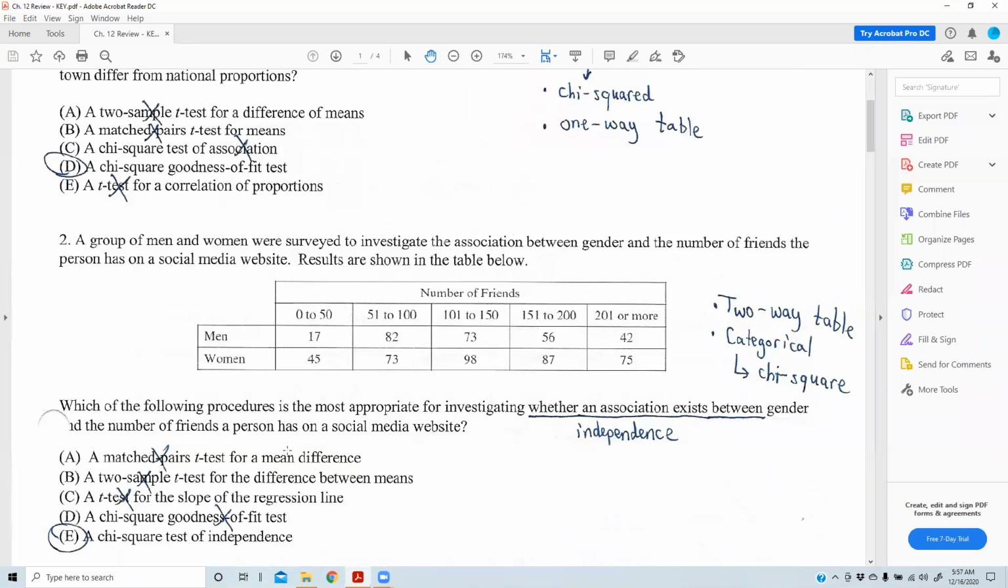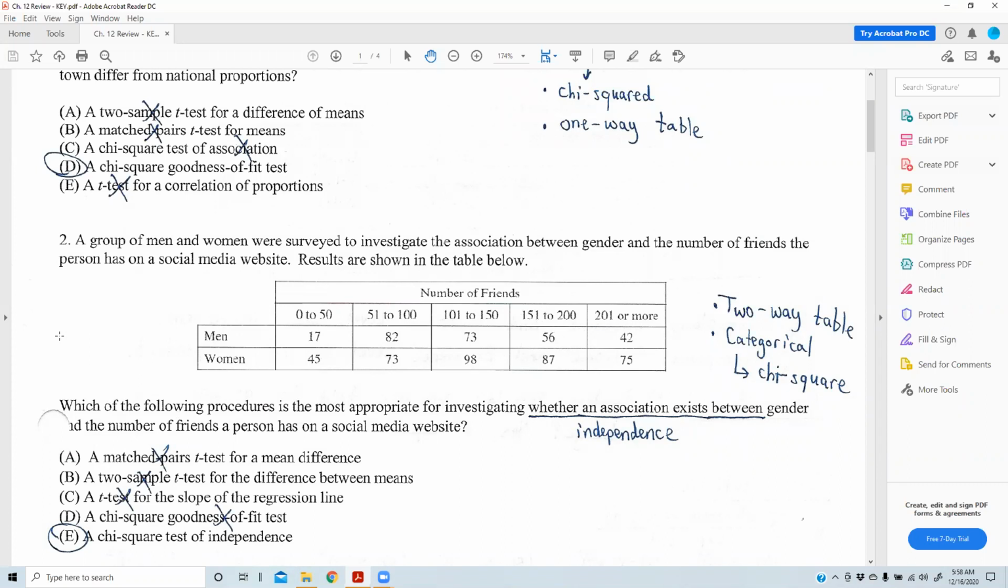Number two, a group of men and women were surveyed to investigate the association between gender and the number of friends the person has on social media. The results are shown in the table below. Notice this is a two-way table. We have men and women, and then the number of friends broken down into categories. So two-way table here, which means being that they're categories, that leaves us to chi-squared. It's categorical when you look at chi-squared.